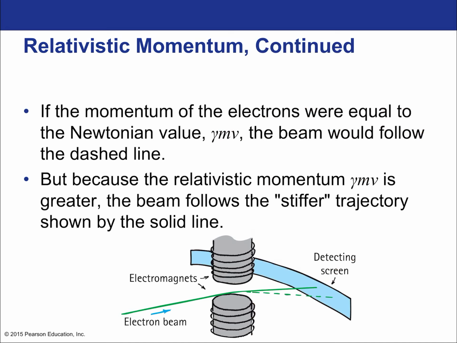So if the momentum of the electrons were equal to the Newtonian value, the beam would follow the dashed line shown here, okay? But it doesn't. The relativistic momentum of them using gamma mv is greater. The beam follows the stiffer trajectory. So this is experimental evidence that electrons at high speed behave in relativistic ways. They have relativistic momentum. They act as if they're more massive, okay?